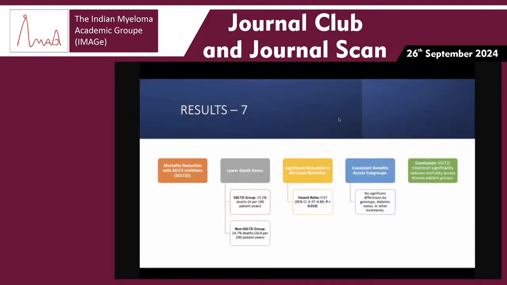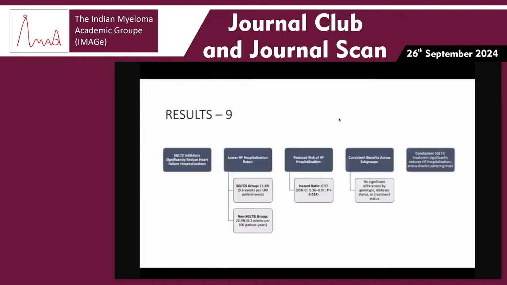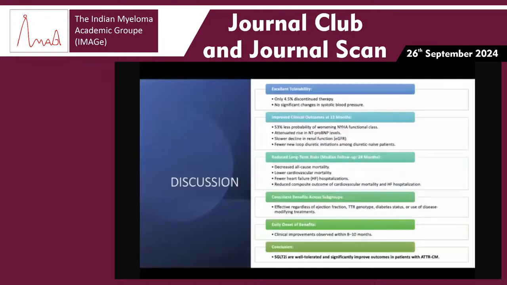Coming to the mortality reduction with SGLT2 inhibitors, there were lower death rates with a hazard ratio of 0.57. There was lower cardiovascular death in the SGLT2 inhibitor group compared to the non-SGLT2 inhibitor group, with a hazard ratio of 0.41. And there was lower heart failure hospitalization with a hazard ratio of 0.57. Here you can see that the red curve is in patients who had not received SGLT2 inhibitors, and the blue curve is in patients who received SGLT2 inhibitors. There is a statistical difference, and a widening of the curves with respect to all-cause mortality, cardiovascular mortality, heart failure hospitalization, and composite endpoints. So only 4.5% discontinued therapy.